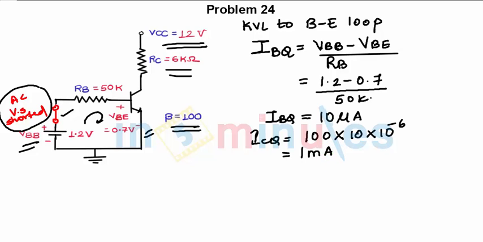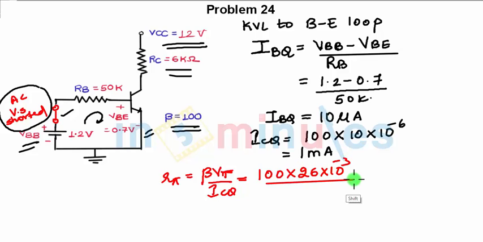Once you know ICQ, what can you find? You can find the resistance required for the AC analysis. So you can find the R pi value as beta Vt upon ICQ. So what will be beta Vt upon ICQ? Beta is given as 100, Vt we are taking as 26 millivolts, divided by ICQ, 1 into 10 raised to minus 3. So you will get R pi as 2.6 kilo ohms.